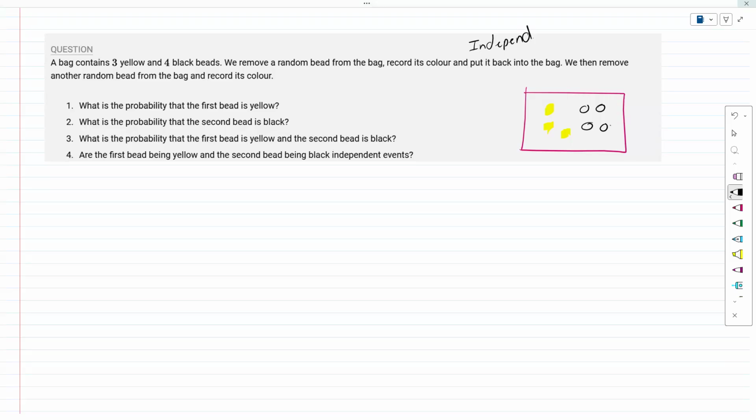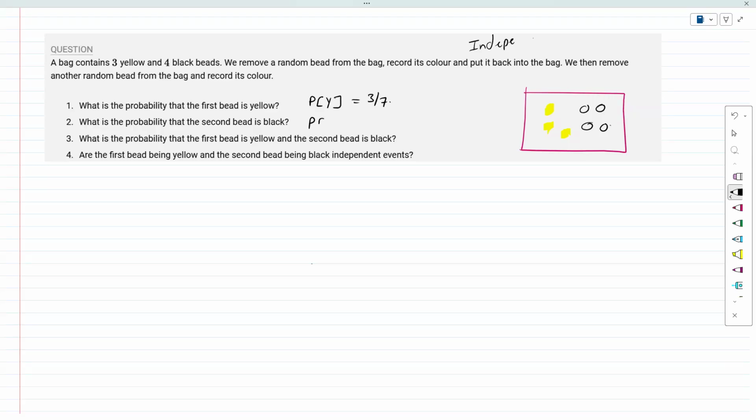Okay. What we're going to do is we're going to start to answer. What is the probability of the first yellow bead? It would be 3 yellow out of a total of 7 beads. So 3 out of 7. Right? To write this out properly, please understand this would be probability of yellow is equal to 3 out of 7.